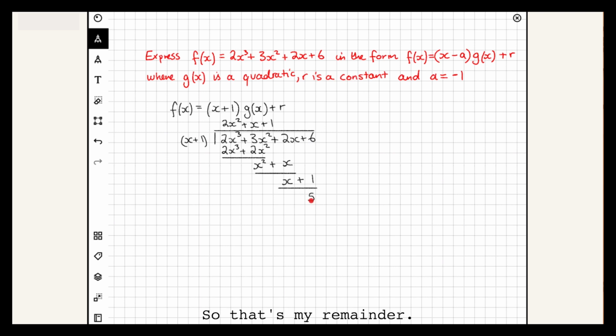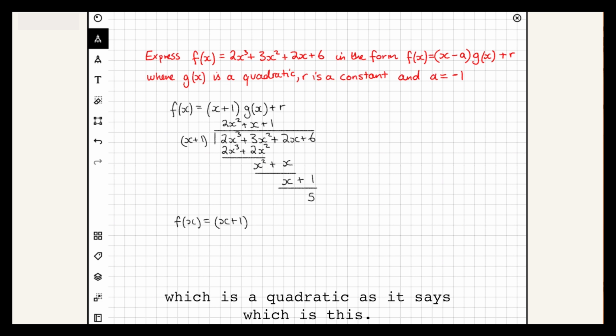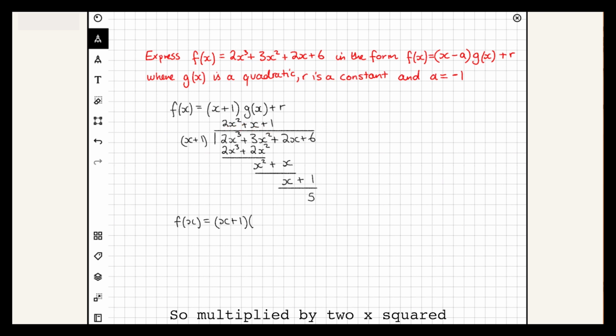So that's my remainder. So f of x equals x plus 1, multiplied by g of x, which is a quadratic as it says, which is this: 2x squared plus x plus 1, and plus 5, my remainder. And that is my answer.